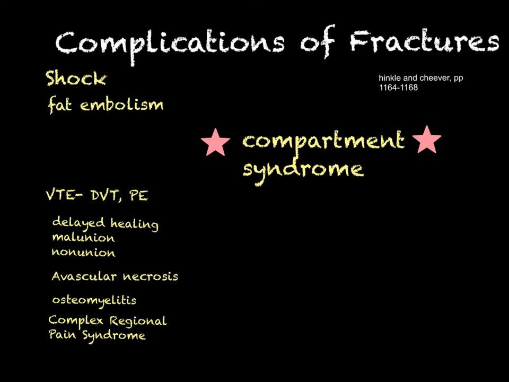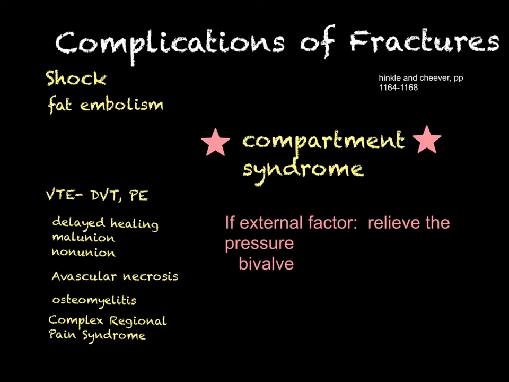So the way that compartment syndrome is treated depends on the cause. If it's an external problem, such as a too tight cast, we're going to relieve the pressure. It's pretty obvious. If your cast is too tight, we might bivalve the cast. And bivalving the cast is simply cutting the cast down the middle, splitting it open, and then you can put it back together with ace bandages or tape, but this time it's a little looser.